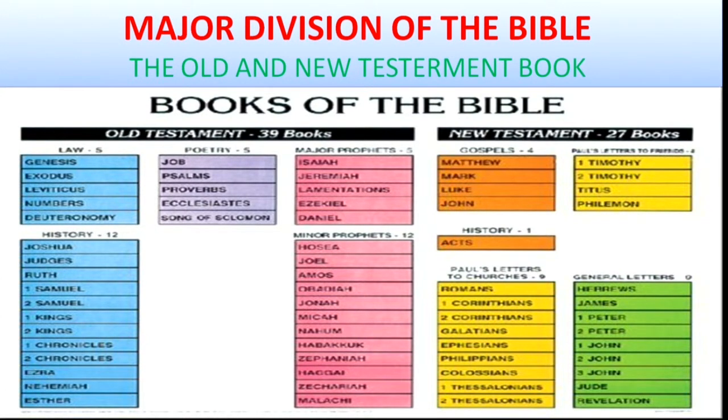The major division of the Bible into Old Testament and the New Testament can be seen in this illustration. See the representation of the books. That is the law containing 5, the history containing 12 books, the poetry containing 5 books, the major prophetic books containing 5, minor prophetic books containing 12, the gospel books containing 4, the history book in the New Testament containing 1, the Paul letters or the epistles to the churches containing 9. We have the Paul letters to certain individuals. We have general letters 9, and then we have the Revelation being the last. We are going to discuss them in detail.